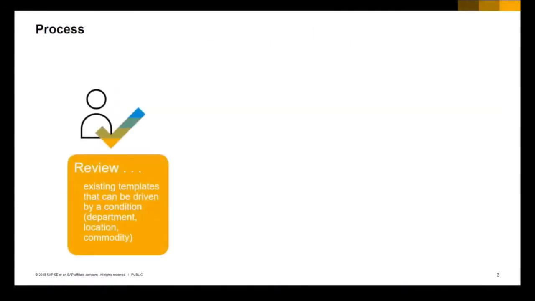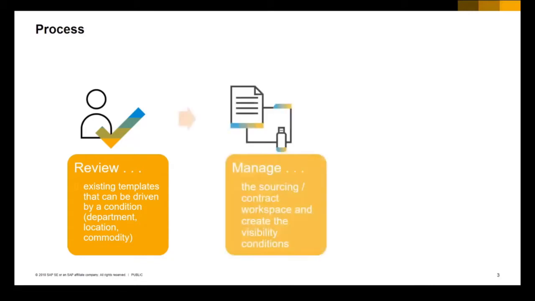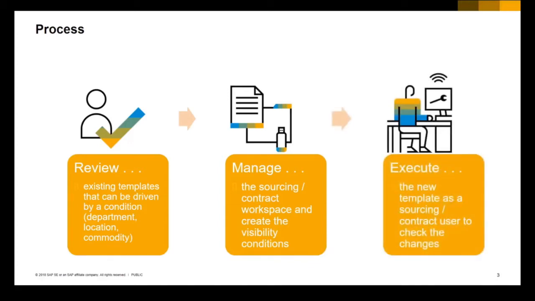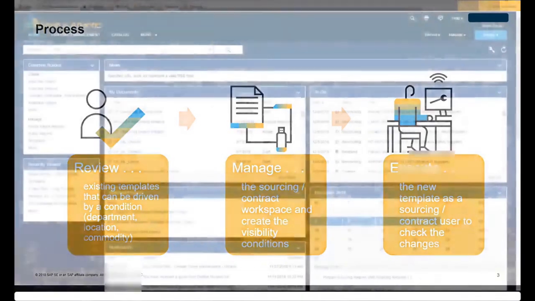The process that we'll follow today is 3 steps. One, we will review existing templates that we think can be driven by a condition, either by department, location, or commodity, to facilitate the end user when making the proper selection for their workspace. We will then go into managing the template itself and create the visibility conditions to show the right template for the end user. And then lastly, we will execute, or we'll log in as an actual user, go and create a sourcing workspace in our demo, and ensure that the right template is being shown.